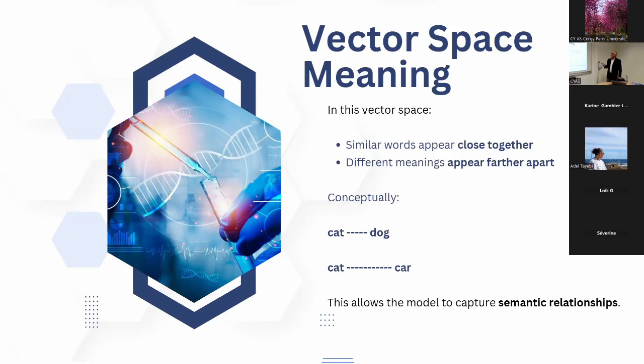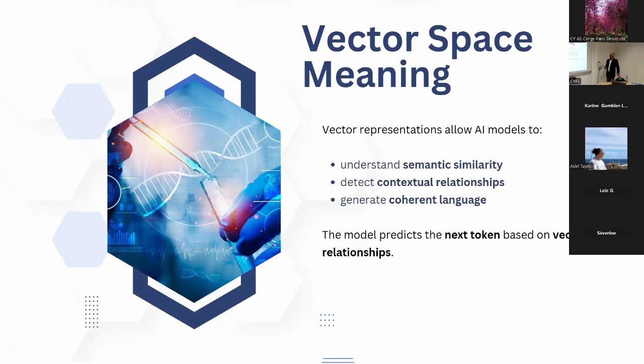So the idea is similar words appear close together, and different words may appear further apart, right? At the end of the day, what ChatGPT does is really the inner product, the dot product. If these words are aligned, then they are similar. If they are in opposite directions, they are not. The idea is to use these vectorial calculations to capture the semantics of the relationship. This is the beauty of these new models. The vector representation allows it to understand semantic relationships, context relationships, and generate coherent language.